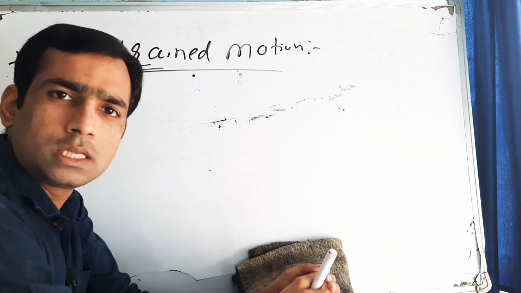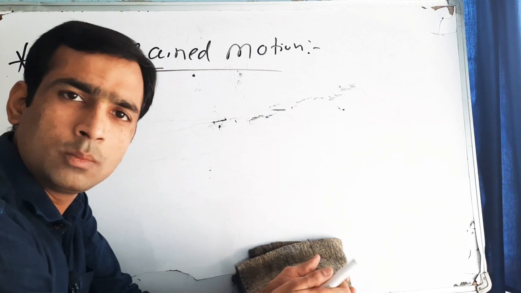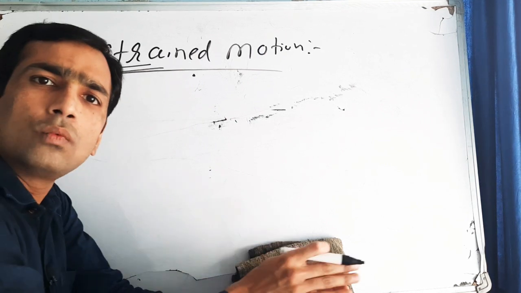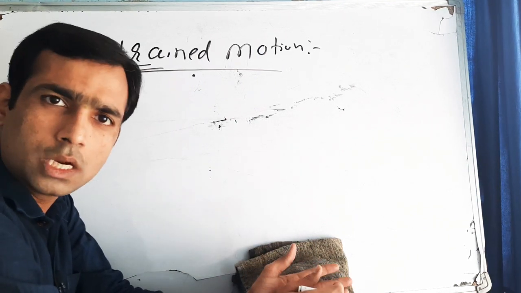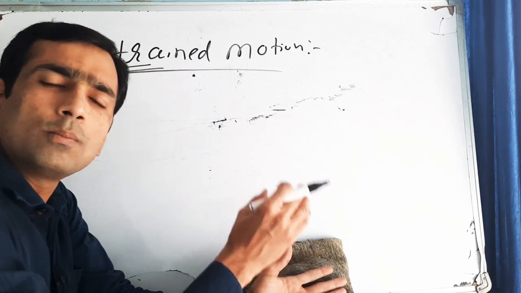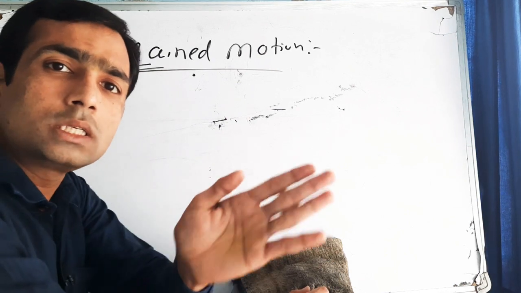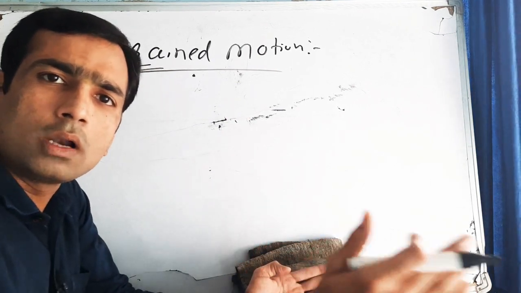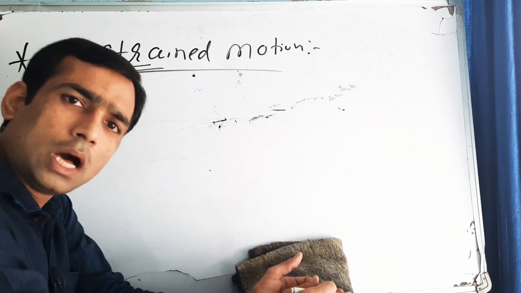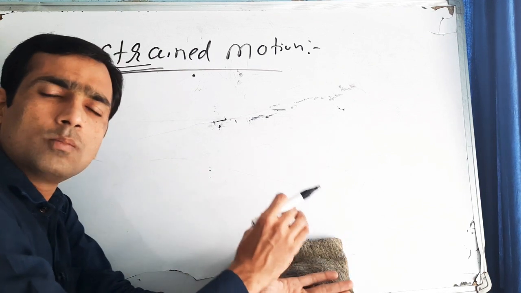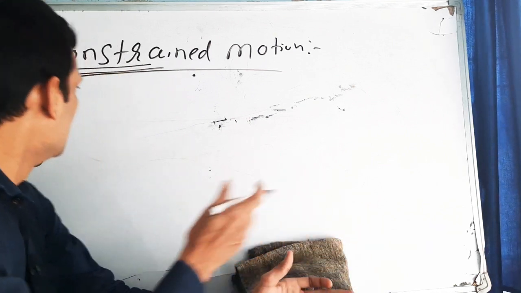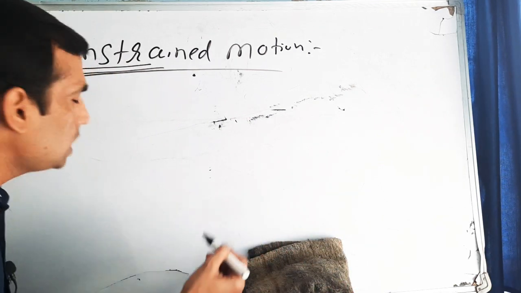So I am going to take an example based on constrained motion, right student? So this is example number 1. Again I am repeating, if anyone wants to write the definition of constrained motion, you can write: motion of a body in a restricted direction, this is known as constrained motion. So I am going to take an example of what constrained motion is.